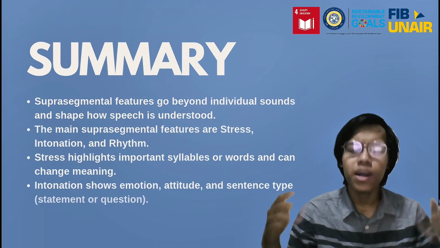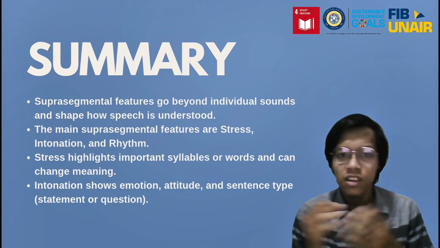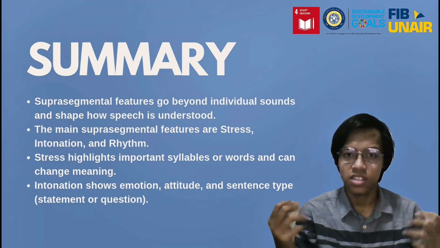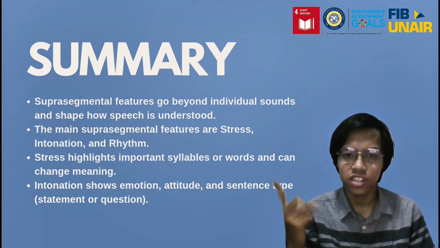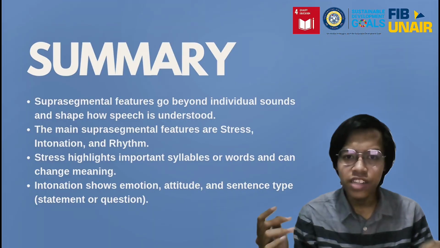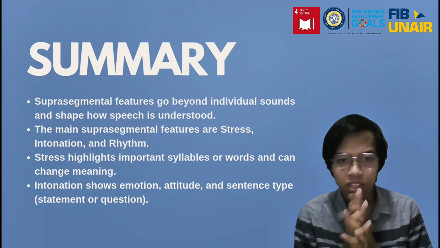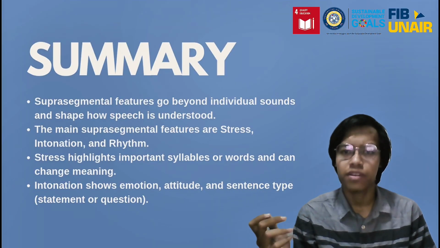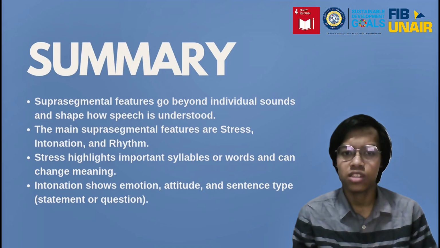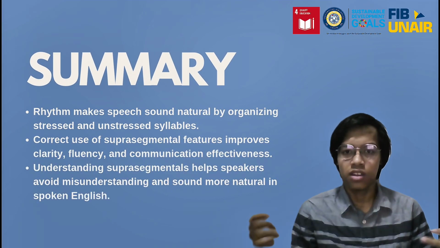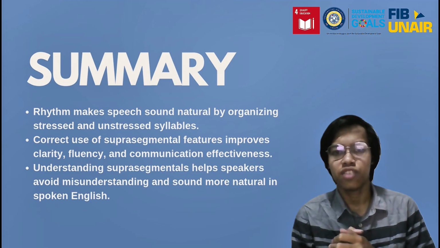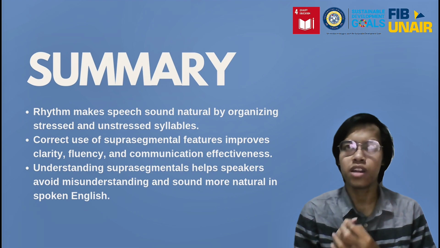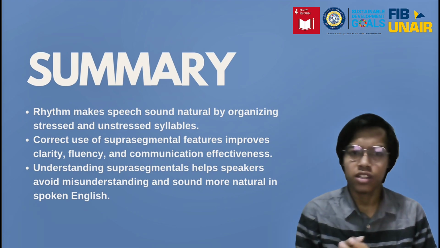To conclude, suprasegmental features go beyond individual sounds and operate across syllables, words, and sentences. The main suprasegmental features are stress, intonation, and rhythm. Stress highlights important syllables or words and can even change meaning. Intonation shows attitude, emotions, and whether a sentence is a statement or a question. Rhythm organizes speech timing through patterns of stressed and unstressed syllables. When speakers use these features properly, their speech becomes clearer, more natural, and easier to understand.